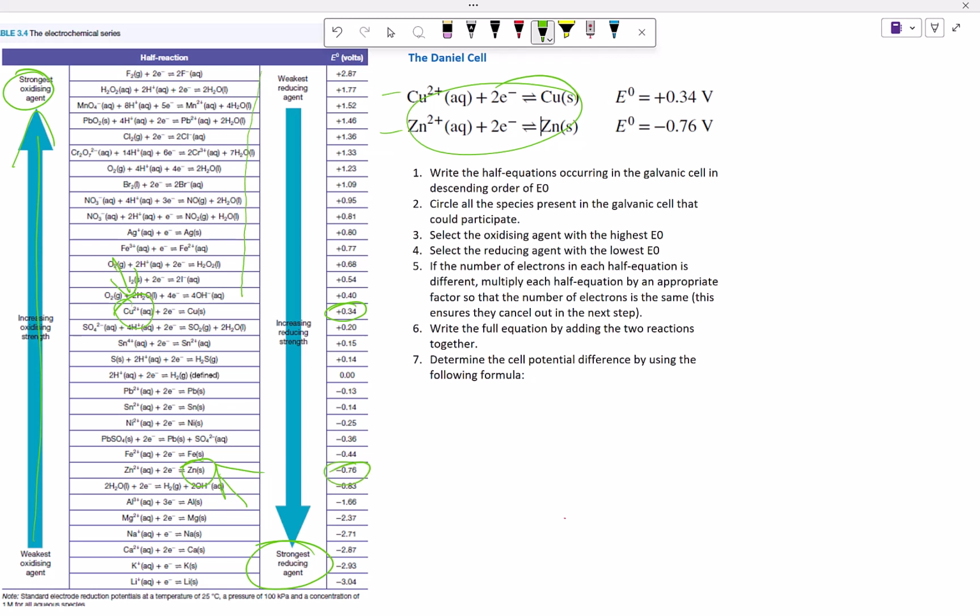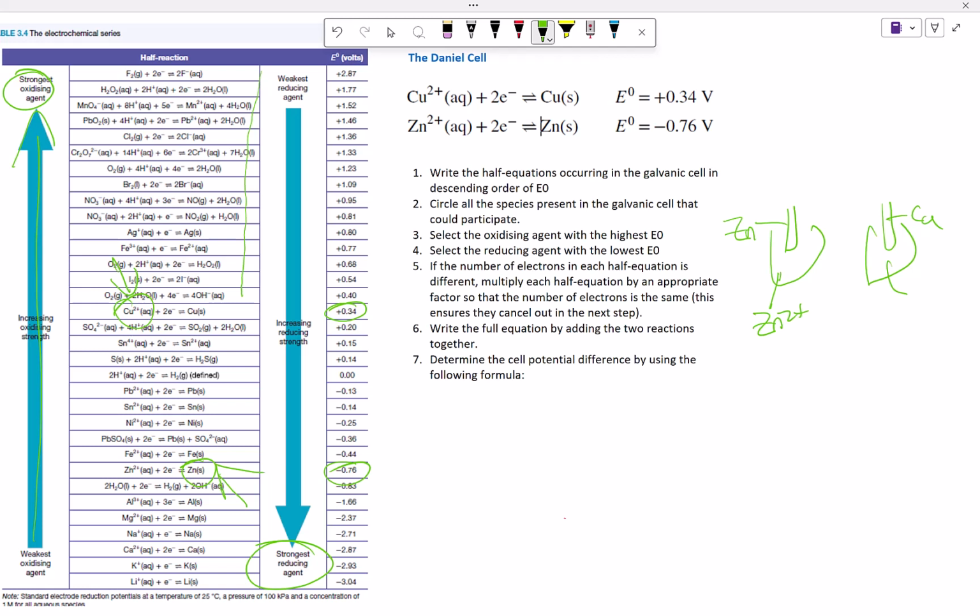So one of those things is you need to look at what's present in your cell. For example, if you've got your cell like this, there would be your Zn there, and the copper here. I think we had zinc sulfate. So in here you're going to have Zn2+, and then here you would have Cu2+.